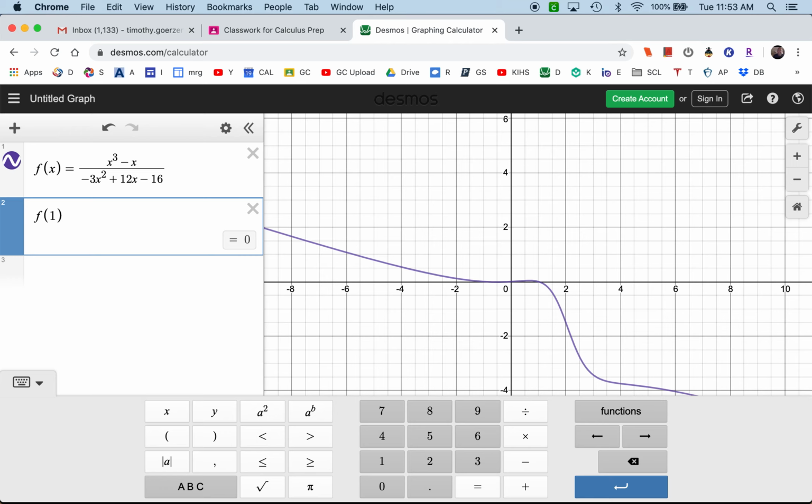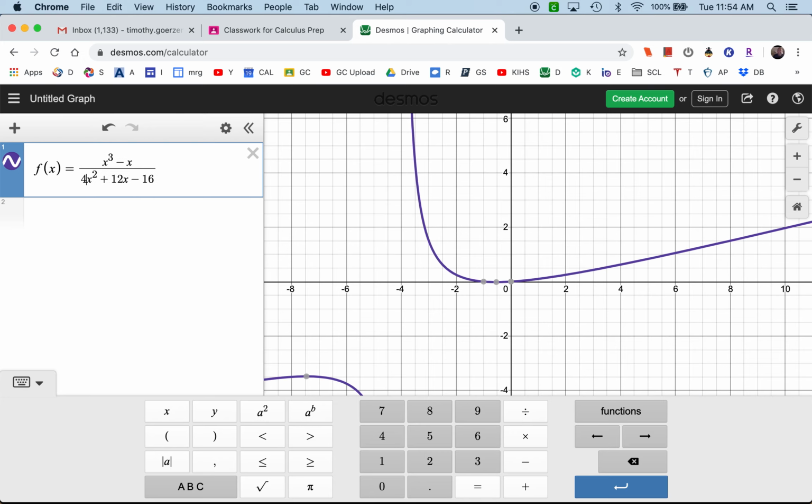What did I type in wrong? X cubed subtract x. Negative. Oh, I typed it in wrong. That's why it's not giving me what I'm looking for. Ha. It was 4x squared. I'm thinking something's wrong here, but I was looking off the graph. 4x squared plus 12x subtract 60. Now we're looking at something.